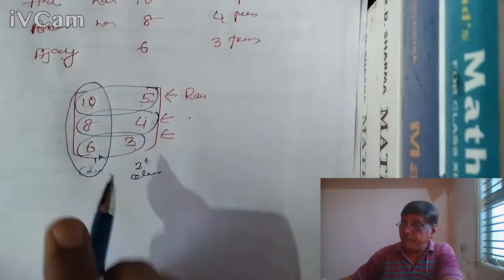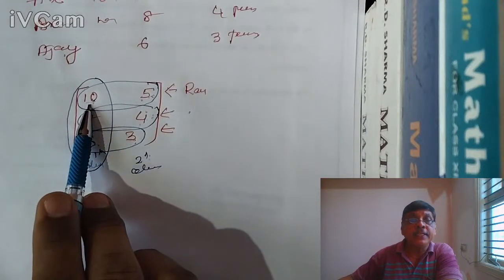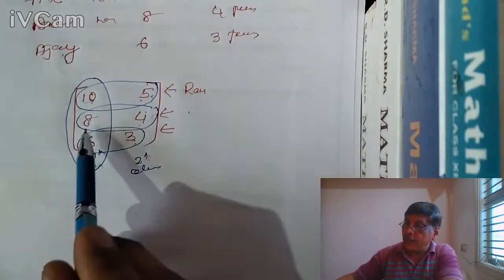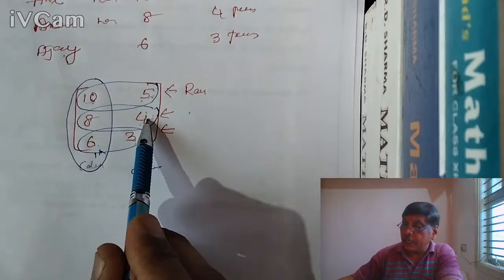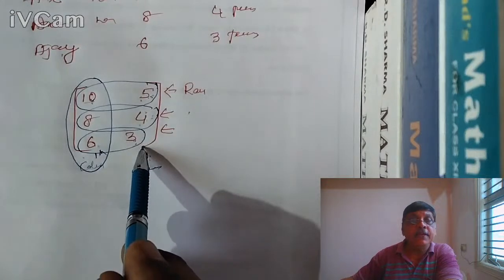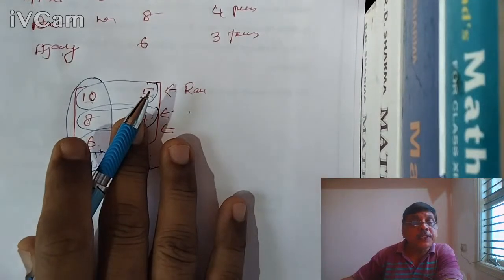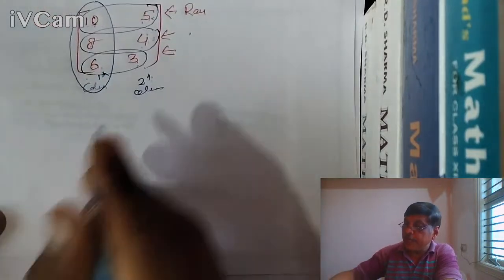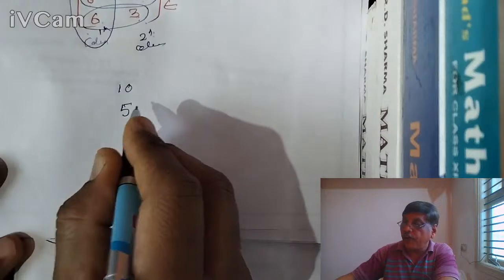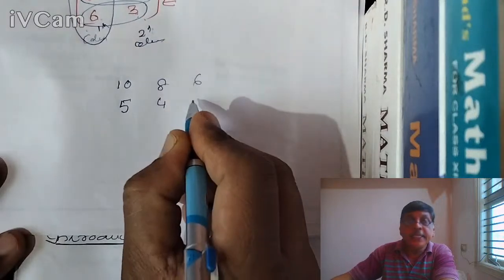So here 10, 5 indicates the number of pens and pencils possessed by Anil. 8, 4 represents the number of pens and pencils possessed by Amar. 6 and 3 represent the number of pens and pencils possessed by Ajay. This expression can also be written like this: 10, 5, 8, 4, 6, 3.